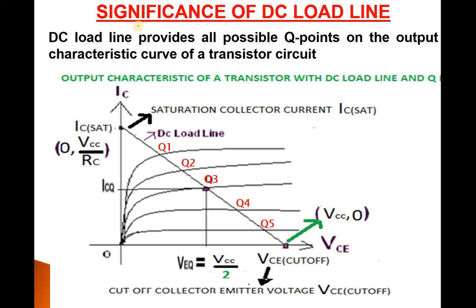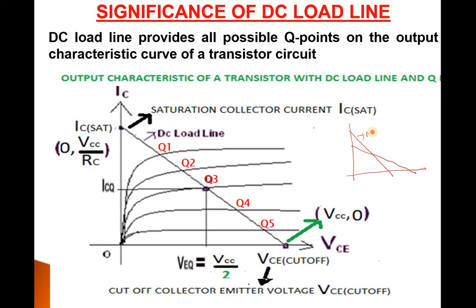Before that, let me stress on this. The significance of DC load line is actually finding different possible Q points on the output characteristic curve. At PU level, we say Q point is the intersection of DC load line and the output characteristics. But actually what we do is, we find two load lines. One is DC load line and another is AC load line.